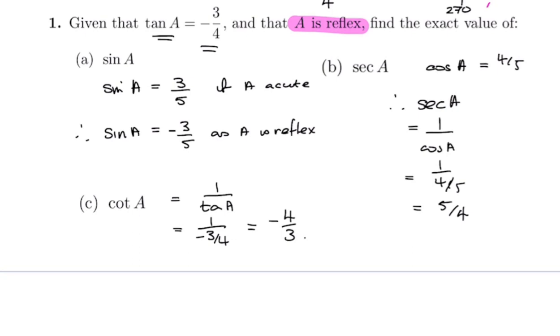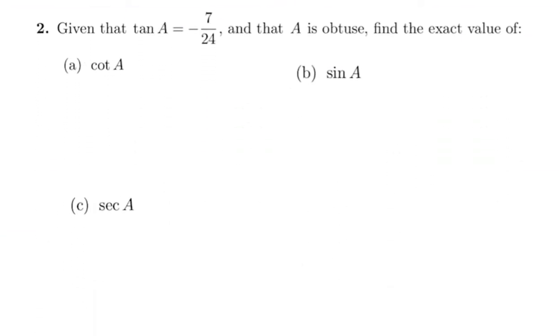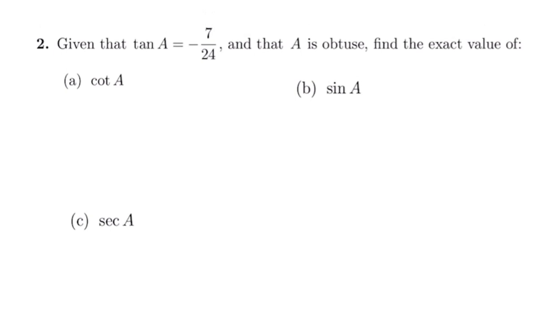Okay. Last one. Again, think about this one. I'm going to let you do this one on your own. You're given that tan A is negative 7/24. A is obtuse, so A is between 90 and 180. Again, follow the procedure. Pretend that A is acute. Draw a right angle triangle. Draw your CAST diagram so you know which ones you're doing, and then you can check your answers on the model solutions.